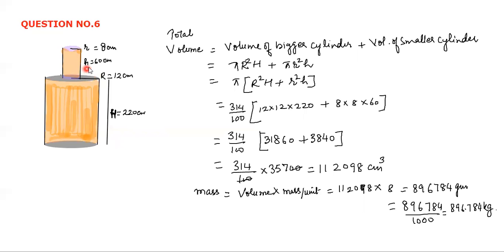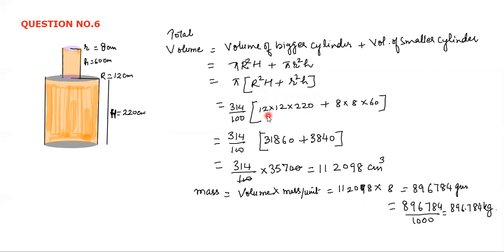So I have represented their radius with different symbols. Smaller is represented by small r. The bigger radius is represented by capital R. And the height of the smaller is represented by small h. The height of the bigger is represented by capital H. Now he wants us to find out the volume of this solid. So volume of the bigger cylinder plus volume of the smaller cylinder. Formula for the volume is pi R square H plus pi r square h. Pi can be taken common, inside you are left with this.